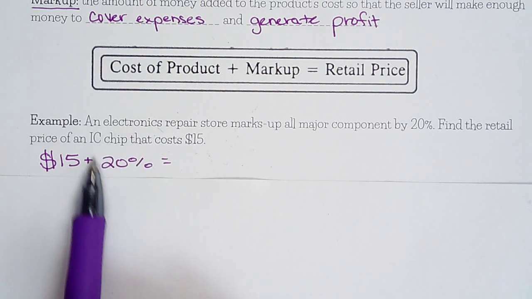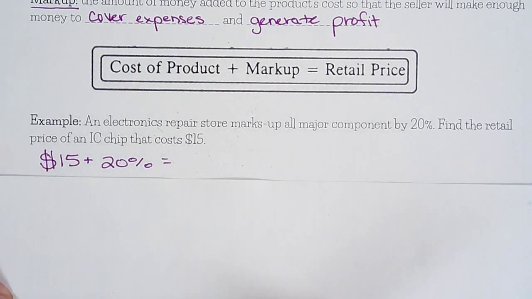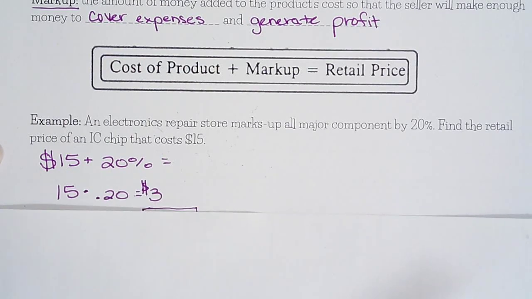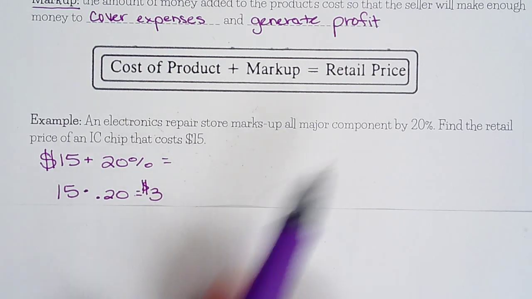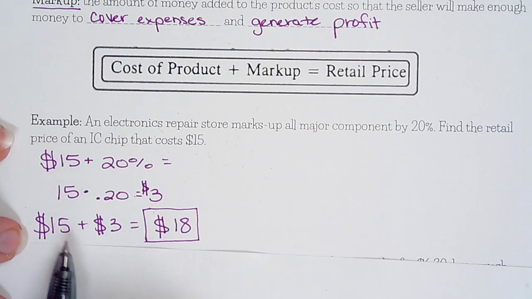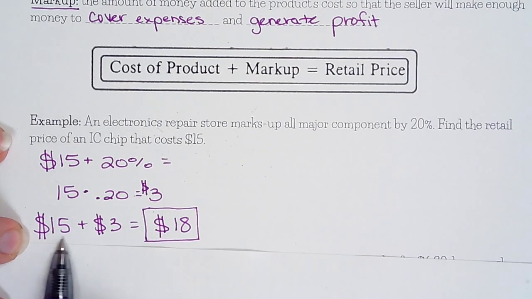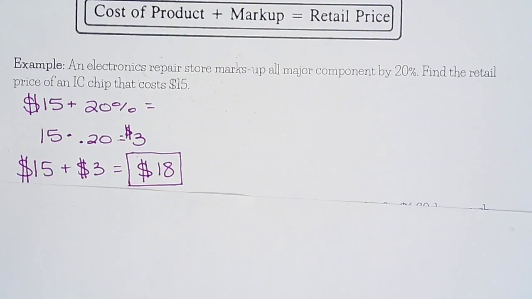So we actually have to start by finding our percentage in dollars. We do that by finding 20% of 15. We say 15 times 20% to get $3. We then can rewrite our formula as the cost of the product, which is $15, plus the markup in dollars to equal $18, our final price.